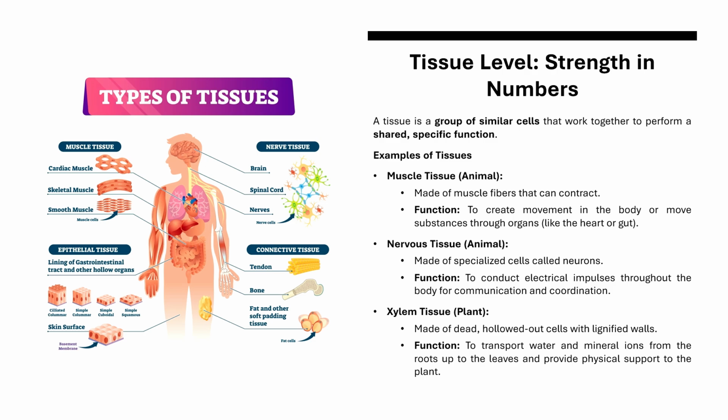It acts as a plumbing system to transport water and mineral ions from the roots up to the leaves, and it provides the physical support which keeps the plant standing tall against gravity. So remember, a tissue is not just a pile of cells. It is a coordinated team, whether it's moving, thinking, or transporting water. The tissue works because its cells are all pulling in the same direction.